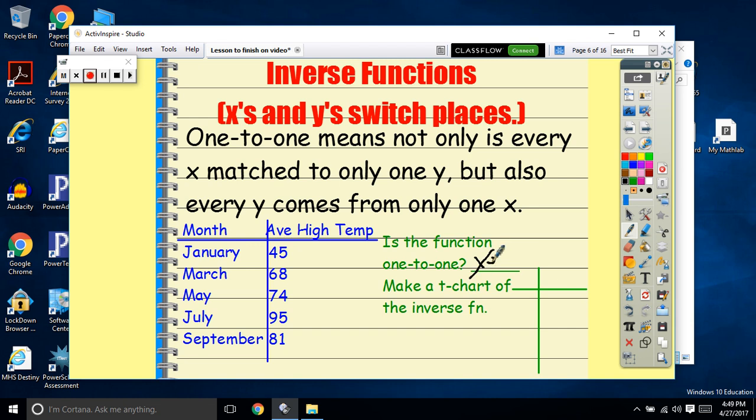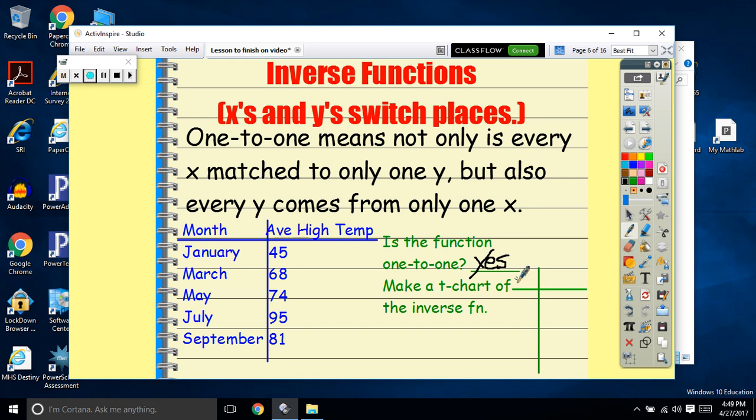I'm trying a new technology, which I'm not real good at yet, you can see. So, yes, the function's one-to-one. Even if it's not, I could still do the inverse. I just wouldn't say it's an inverse function. So now, make a t-chart of the inverse.